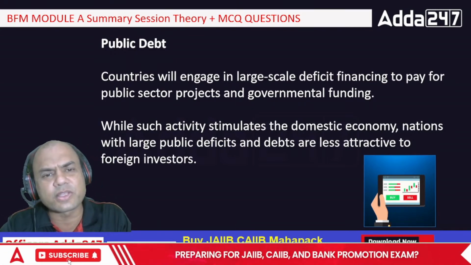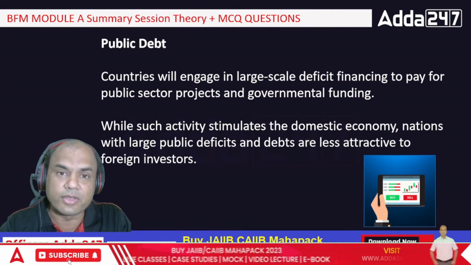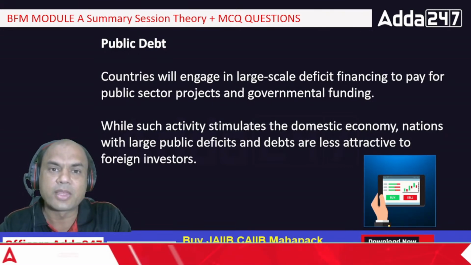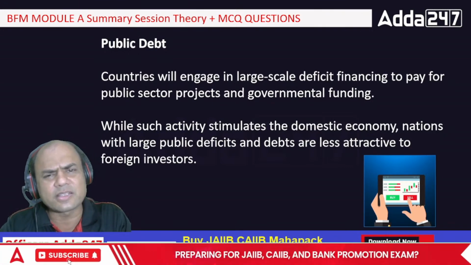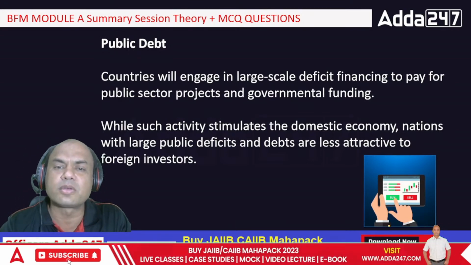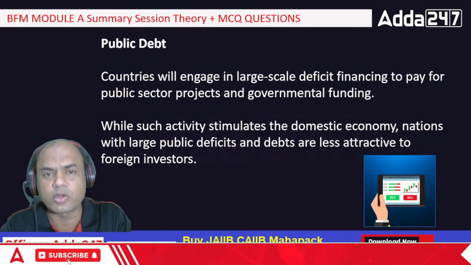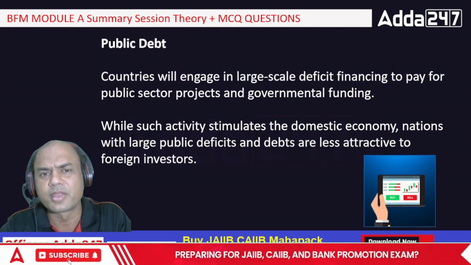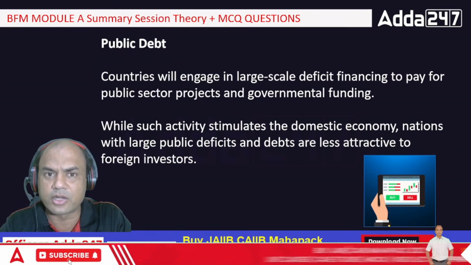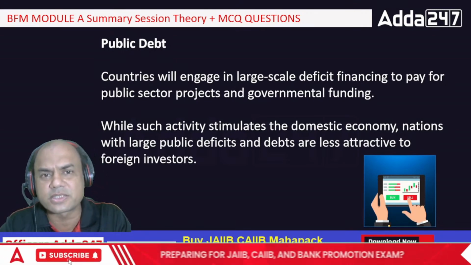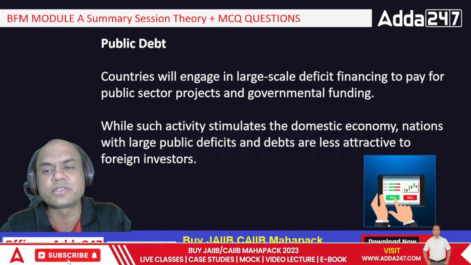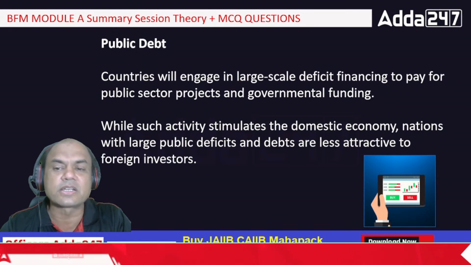So there can be various ways of financing this. Number one way the government is doing is PPP financing, public and private partnership. So that is one way out. The second way out is taking loans. Government also issues bonds and takes loans via RBI. RBI is a banker to the government. So RBI on behalf of the government issues the bonds, and those bonds are purchased by others and then the money is given to you. Isn't it? That is the way. So countries will engage in large-scale deficit financing to pay for public sector projects and governmental funding.